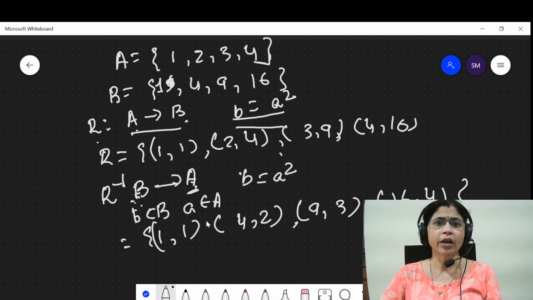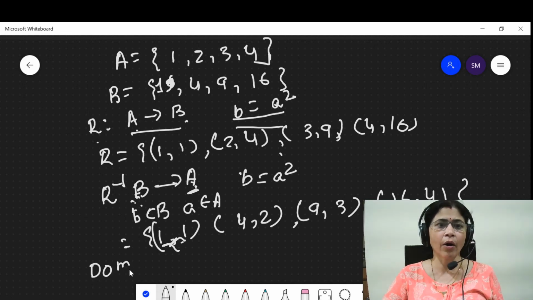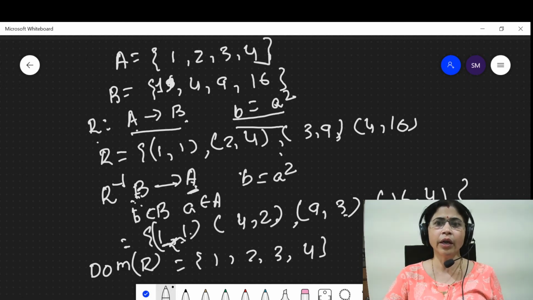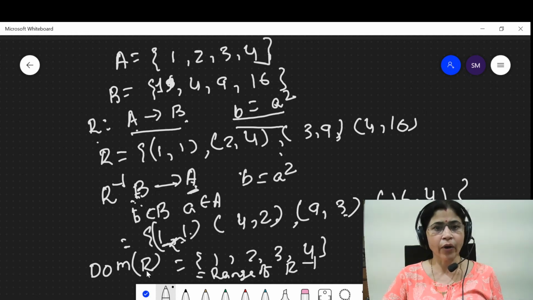Then this is the square, this means inverse. Here R inverse is from B to A in this way. Now look here. The domain of R is equal to {1, 2, 3, 4}, which is equal to the range of R inverse. Here the domain of R is equal to the range of R inverse.